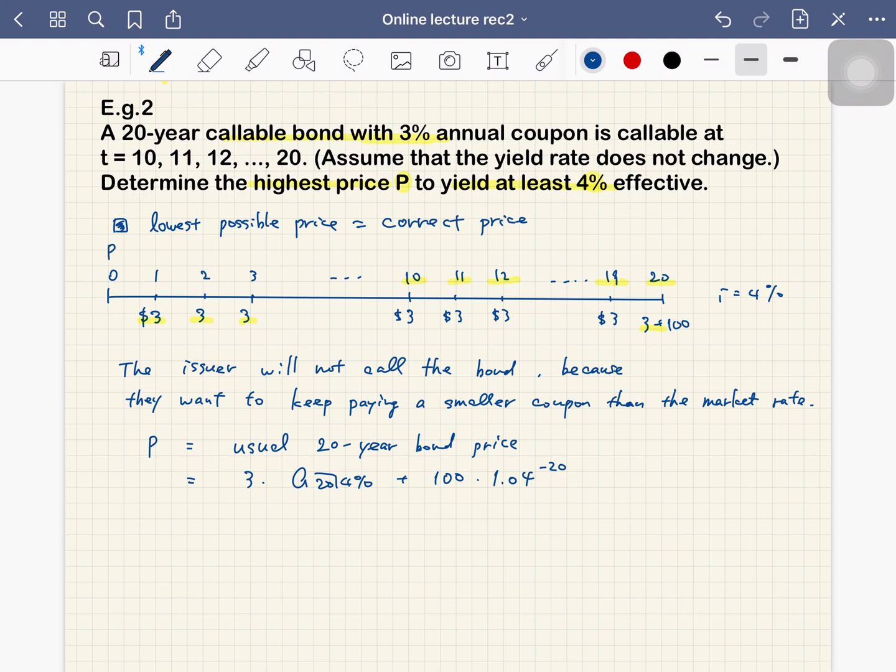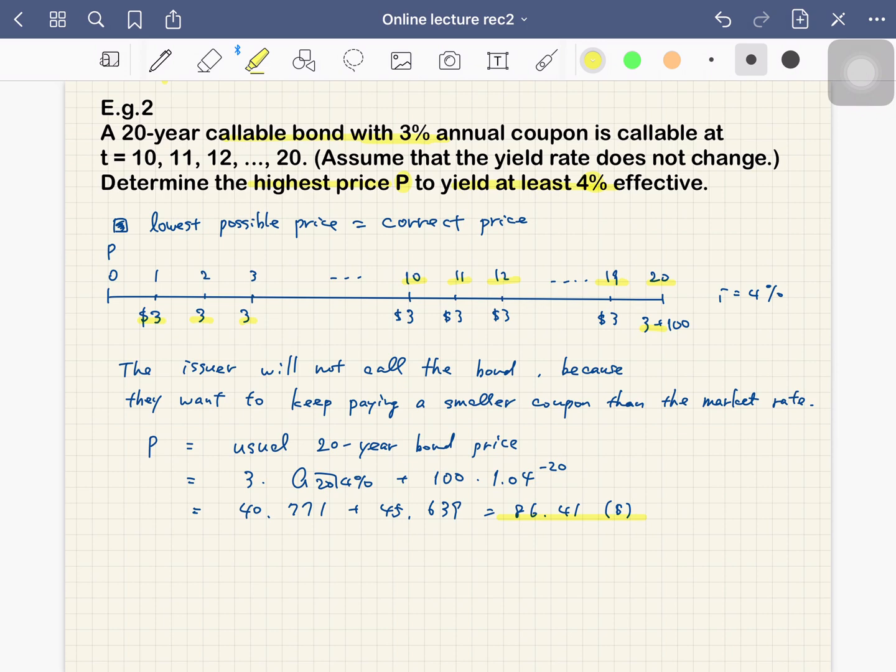So this becomes 40.771 plus 45.639. So this is 86.41. So this is the final answer.